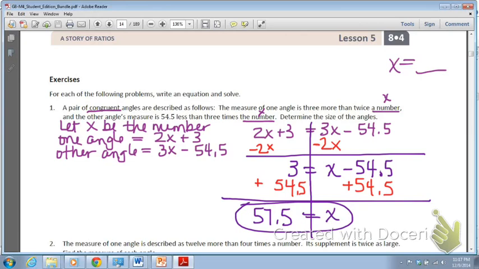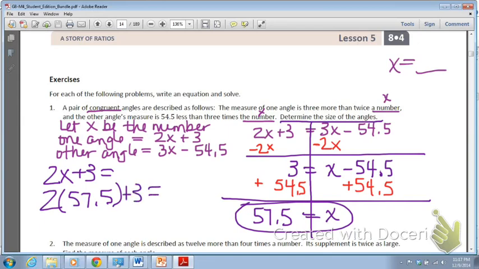So now I need to go back to my problem and see what it is. Well, x is the number that's referred to in here, but I'm asked to determine the size of the angles. So to determine the size of the angles, I'm going to have to evaluate these expressions. So one angle is 2x plus 3. With my variable, that would be 2 times 57.5 plus 3. And 2 times 57.5 would be 100 plus 15, 115, plus 3, which is 118. Now my angles are congruent, so they're both 118 degrees. So that is my answer.